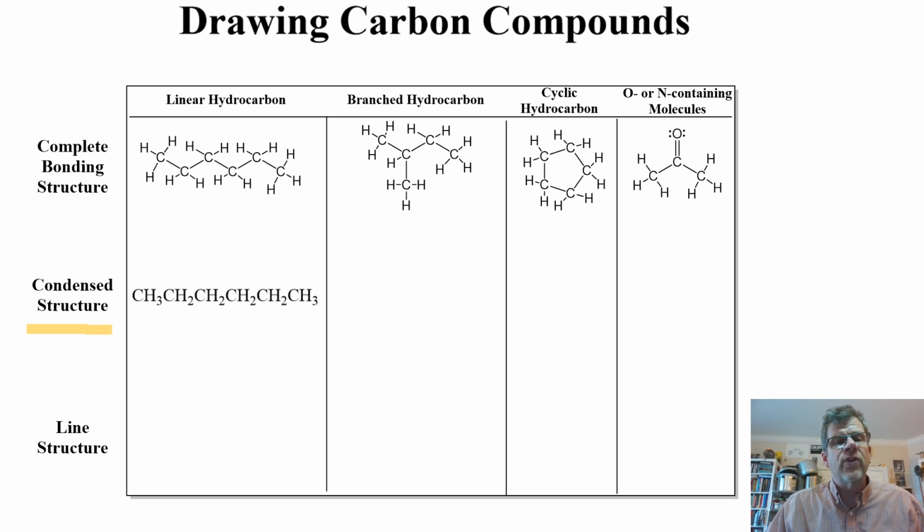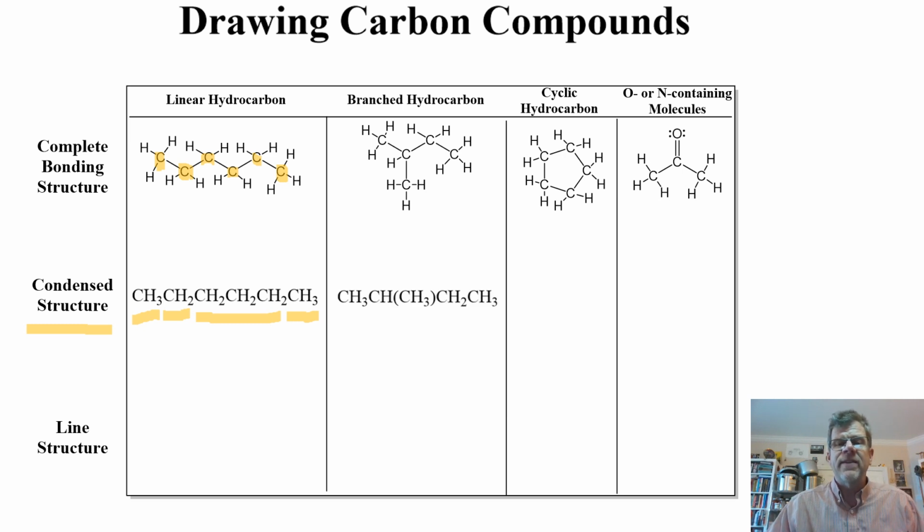So notice this first carbon here on this complete bonding structure is connected initially to 3 hydrogen atoms. Well, that's given on the condensed structure as CH3. The next carbon on the complete bonding structure is connected to 2 other hydrogens, given as CH2. And we go through this with 3 more CH2s, until we end with the terminal carbon here, which is connected to 3 other hydrogens, given as CH3.